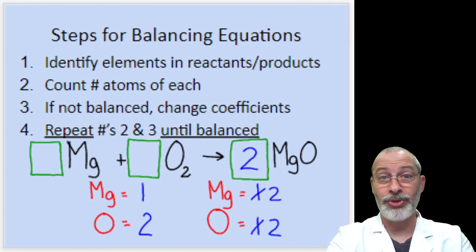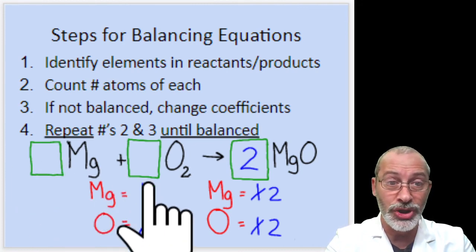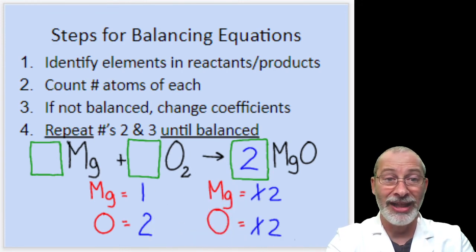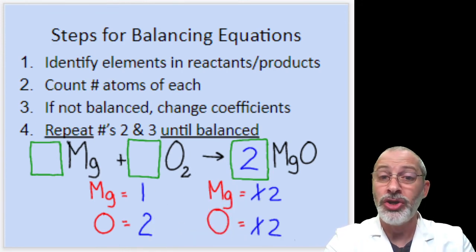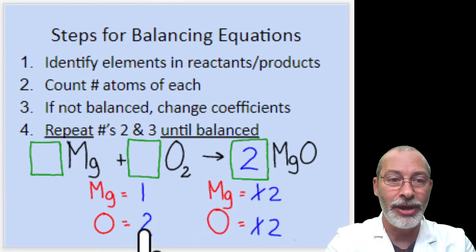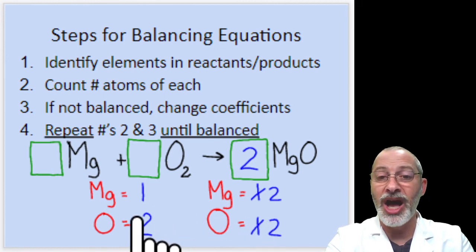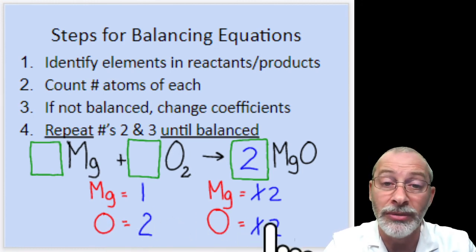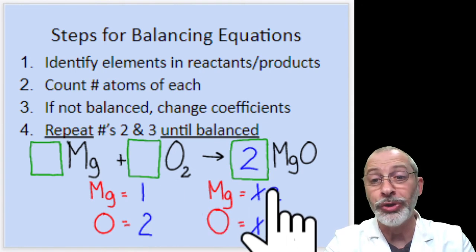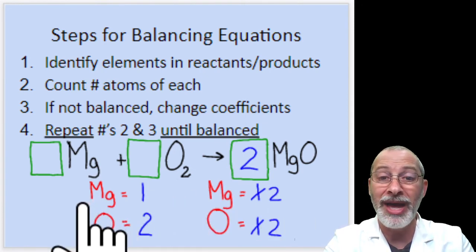So what is step 2? Count the number of atoms. We just did that. And if not balanced, change the coefficient. So let's talk about it together here. 2 equals 2 with the oxygen, so we can leave those alone. 1 does not equal 2, so we have a problem with magnesiums.